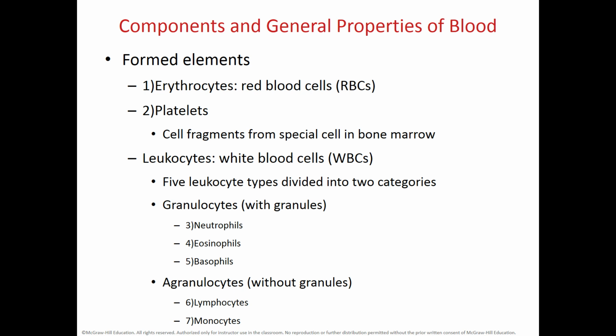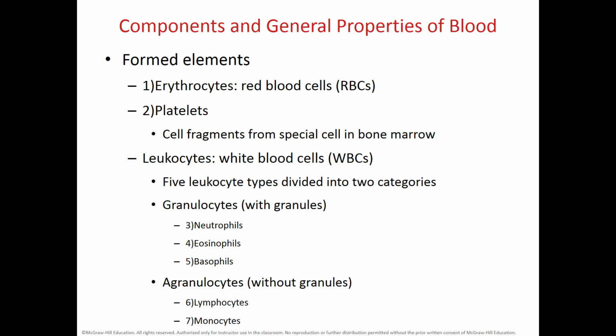These 5 types of white blood cells are subdivided into 2 major categories: the granulocytes, which are the neutrophils, eosinophils, and basophils. And these are called granulocytes because these cells have granules with chemicals or enzymes. The second type or category of leukocytes will be the agranulocytes, which are the lymphocytes and monocytes. These are called agranulocytes because they don't have granules.